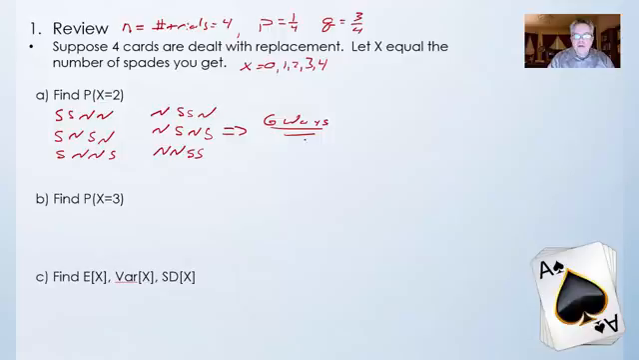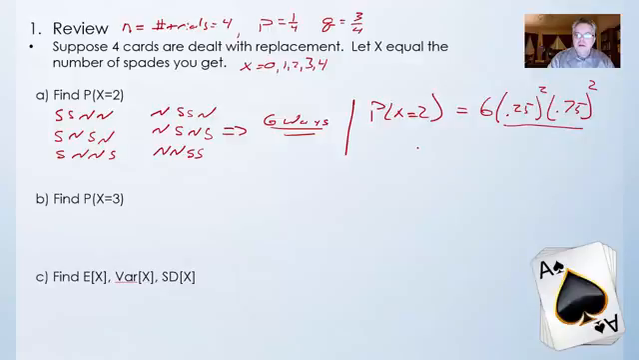So the probability of x equals 2 would equal 6 times the probability that 2 cards are spades, 0.25 squared, times the probability that 2 cards are not spades. So it's the number of ways it could happen times the probability of each one. If you do this, I think you end up with 21.1%. So approximately 21% of the time, you'll get 2 spades.